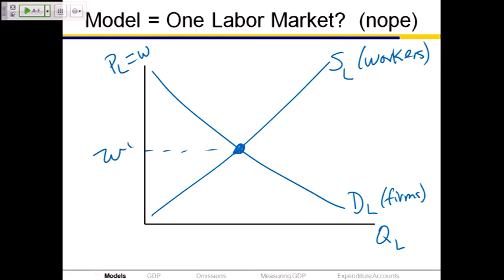Dash it over. We'll call it W star for the equilibrium wage. Dash it down. We'll call it Q star for the equilibrium quantity. If the wage in the market is that wage W star, then everybody who wants a job at that wage will be employed. Everybody who wants to hire a worker at that wage will be able to find a worker, and it'll be sweet.